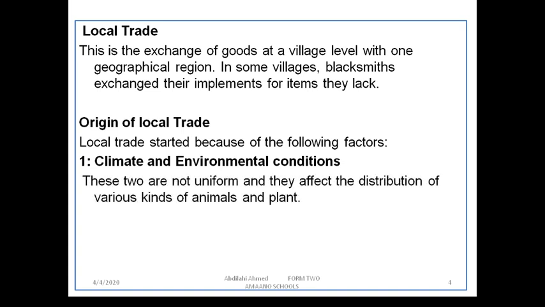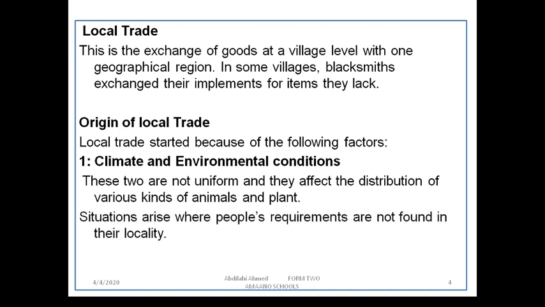These two are not uniform. They are not the same everywhere, they are very different, and they affected the distribution of various kinds of animals and plants. Climate and environment are the two important factors influencing the type of animals and plants in an area. And those animals and plants are amazingly adapted to climate and environment. So situations then arose where people's requirements were not found in their locality.